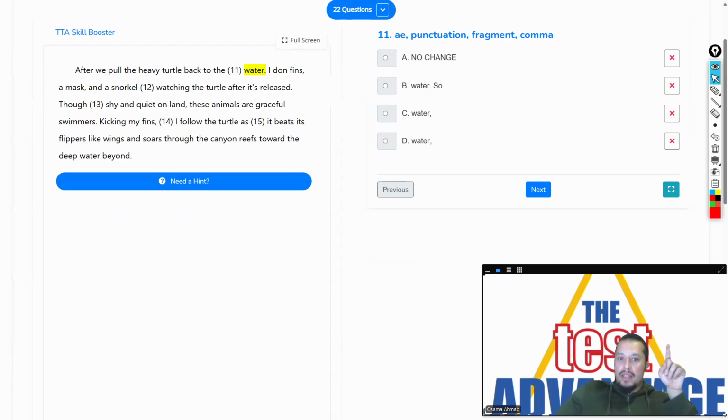Alia, how many independent ideas are in the sentence? Now remember, since it gives me punctuation that is underlined or highlighted, I have to read before and after. So how many do you read before the period? For example, Alia. Don means to put on. Fins is like something you wear at the beach. I don fins. I'm wearing fins. Alia, the idea before the period: after we pull the heavy turtle back to the water, is that an independent idea or a dependent idea?